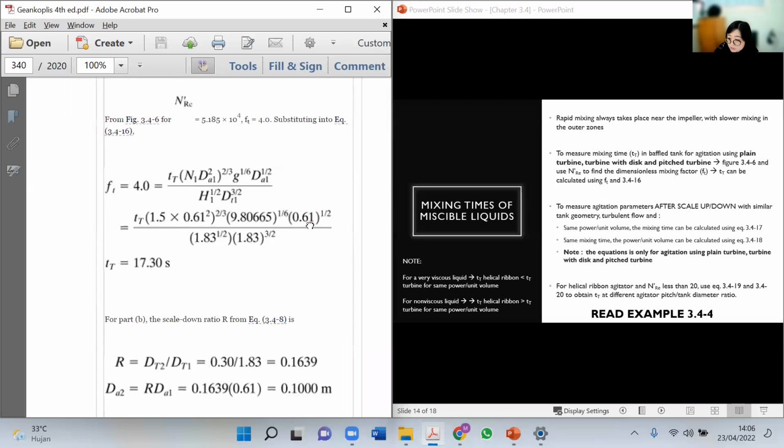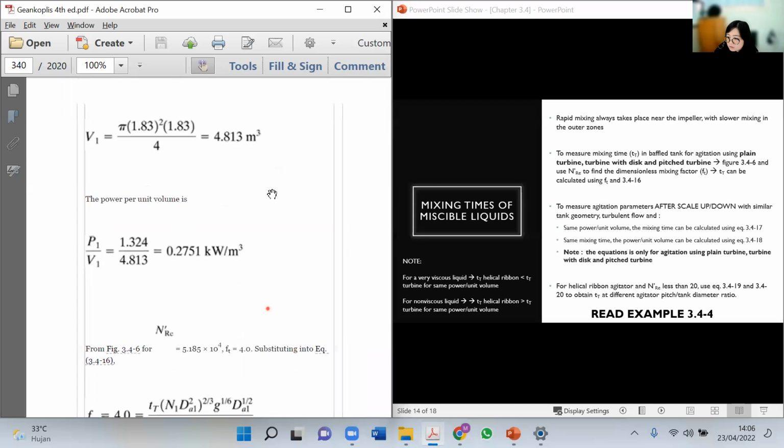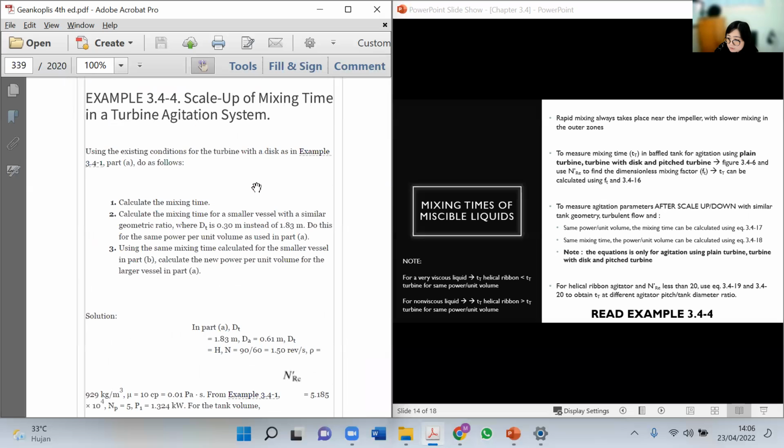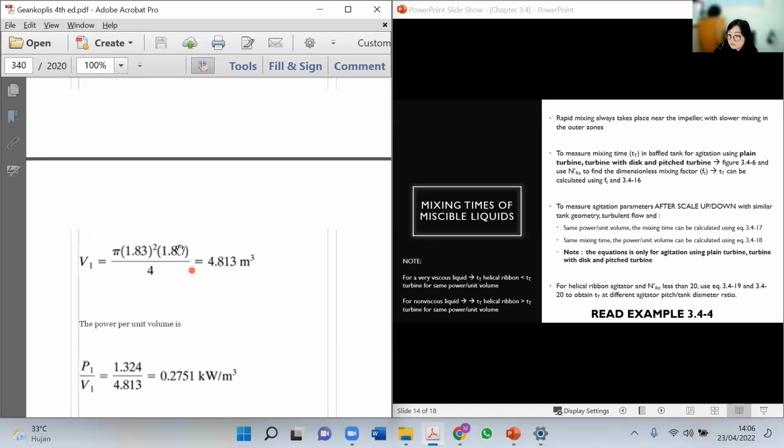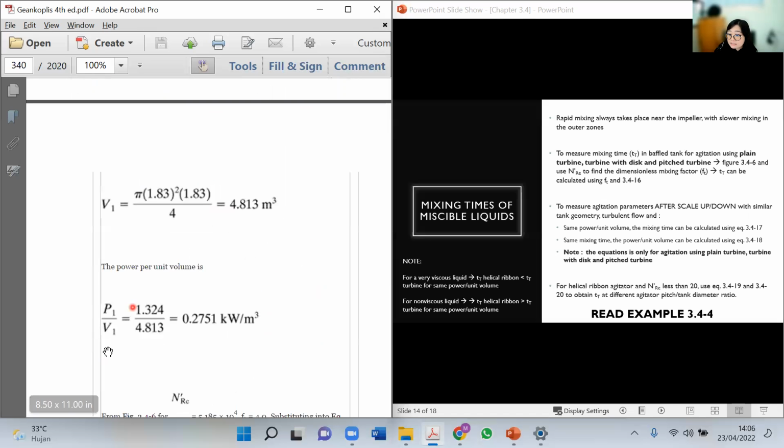Wait, let me check. Oh, okay, sorry, so this is actually required later. This volume will be required later in the second point. So P per V1 is needed later for completing point B.